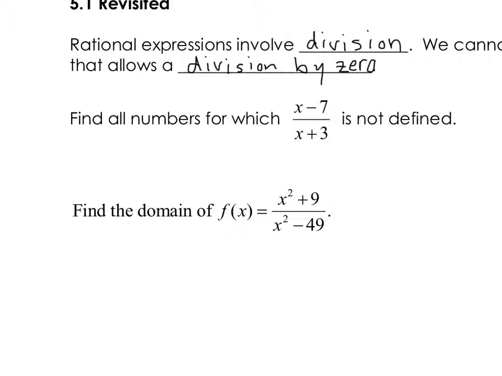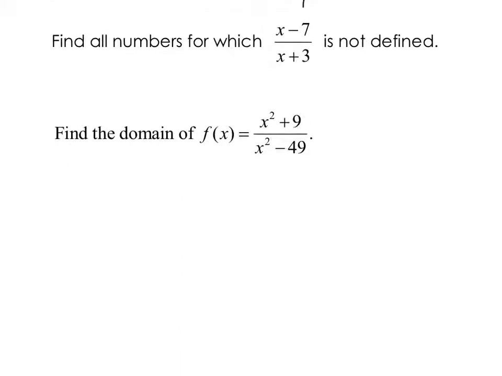Find all numbers for which x minus 7 over x plus 3 is not defined. What is going to cause a problem there? We don't want to have division by 0. We do not want x plus 3 to equal 0, which means we do not want x to equal negative 3. So there's only one number for which x minus 7 over x plus 3 is not defined, and that is negative 3.